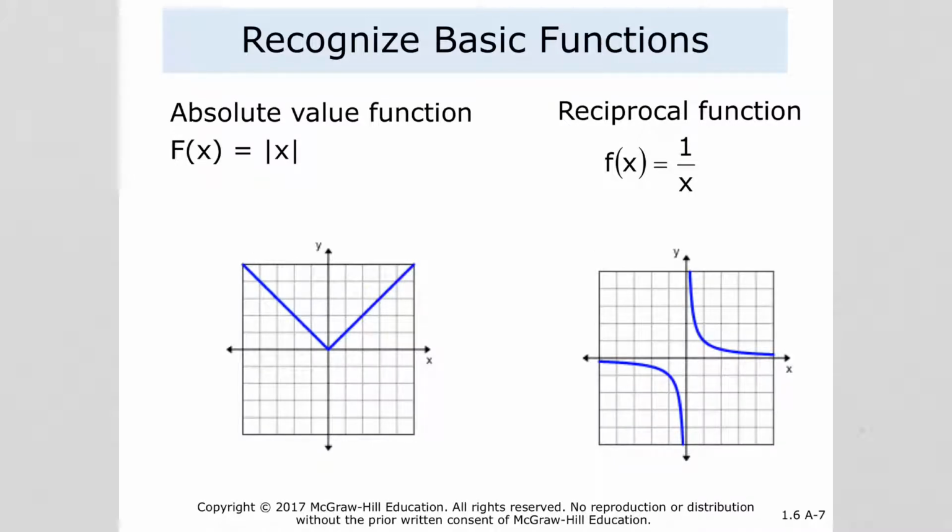There's the absolute value function, which looks like a V. Basically, it's y equals x, but since it's all positive, those negative ones have gone up onto the positive part of the axis there. The reciprocal function, 1 over x, looks like this here.